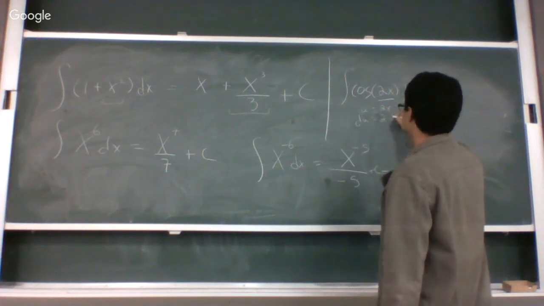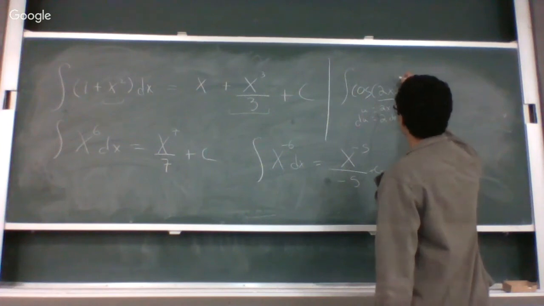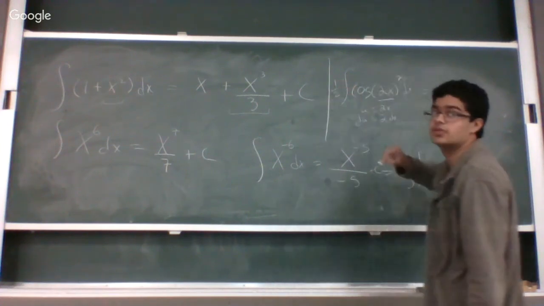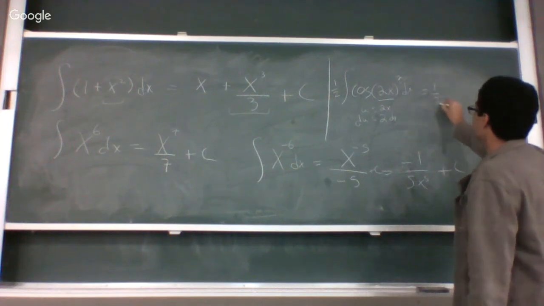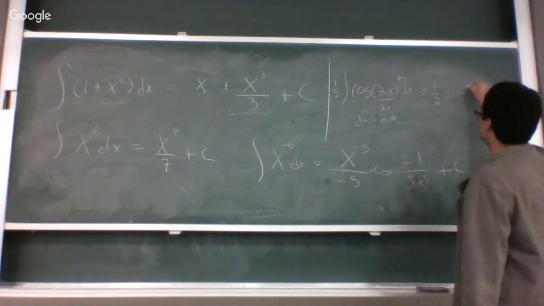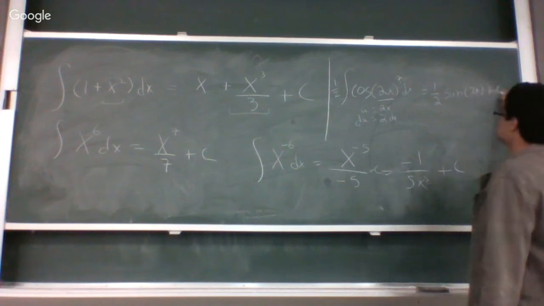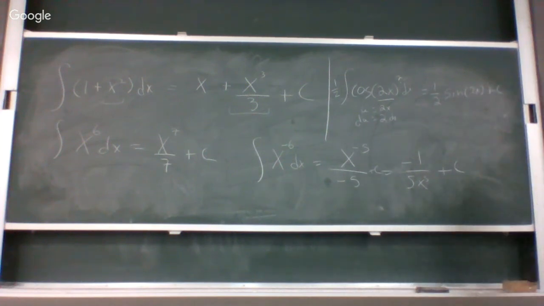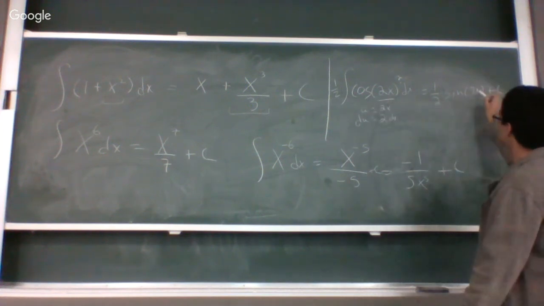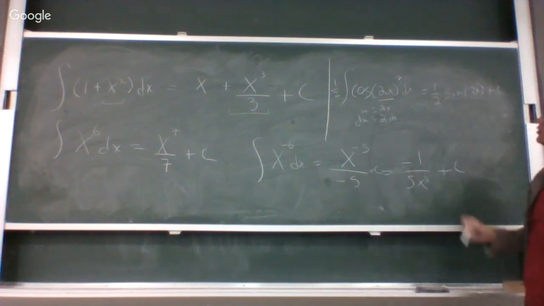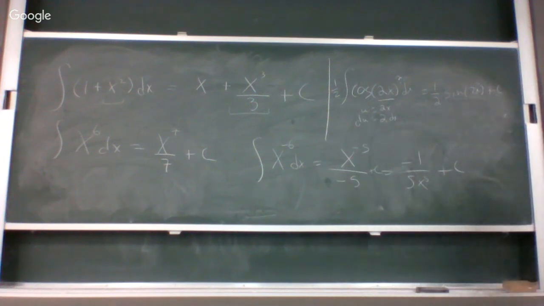du is what? 2 times dx. So if we multiply a 2 here, we need to multiply by a 1/2 on the outside. So it's equal to 1/2 times sine of 2x plus c. The integral of cosine is sine. We took care of the inside, plus c. You could have written here with a u in there, but you don't.